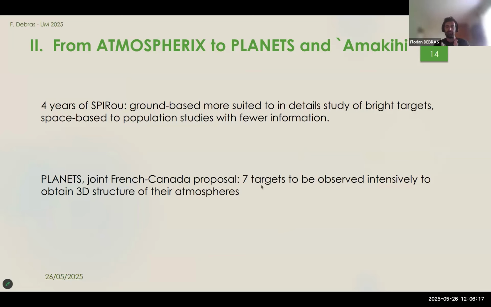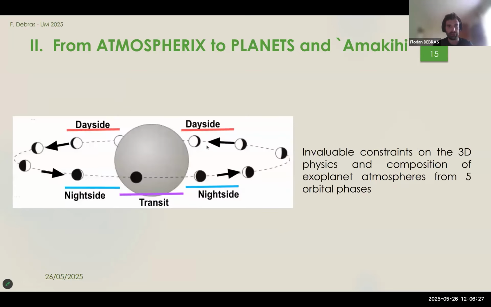We have selected only 7 targets that we will observe intensively so that we will get a 3D structure of the atmosphere. In details, this is what it looks like. These planets are very close to their stars, so they are big and luminous. They are tidally locked, and they have a permanent day side and permanent night side. So we observe them during night side, during day side, and during transit.